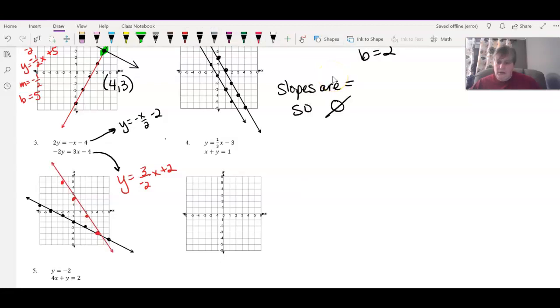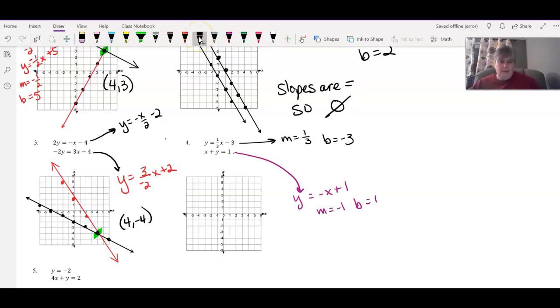So I'm going to draw my line. And again, my solution is where they cross. And so that solution is at 4, -4. Okay. All right. Why don't you try number 4, and when you think you have it, press play.